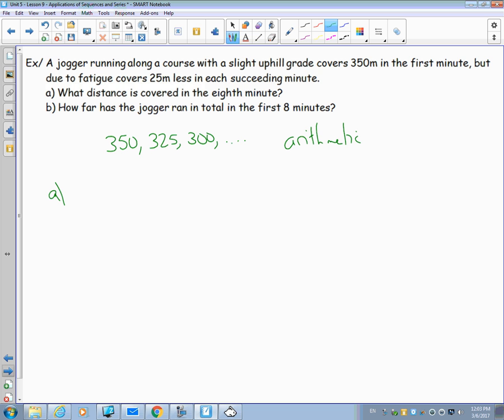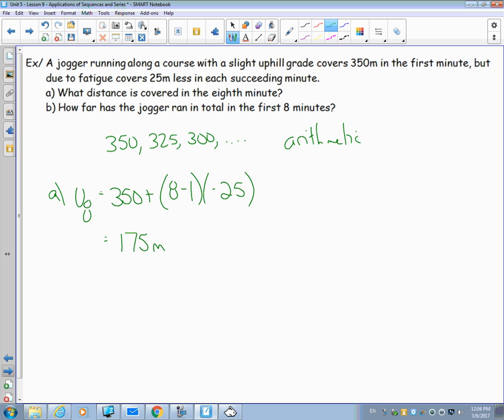What distance is covered in the 8th minute? What is the 8th term of our sequence? So U1 plus n minus 1 times d. d is negative 25, down by 25 each time. Well, we can calculate that. That's 175 meters.